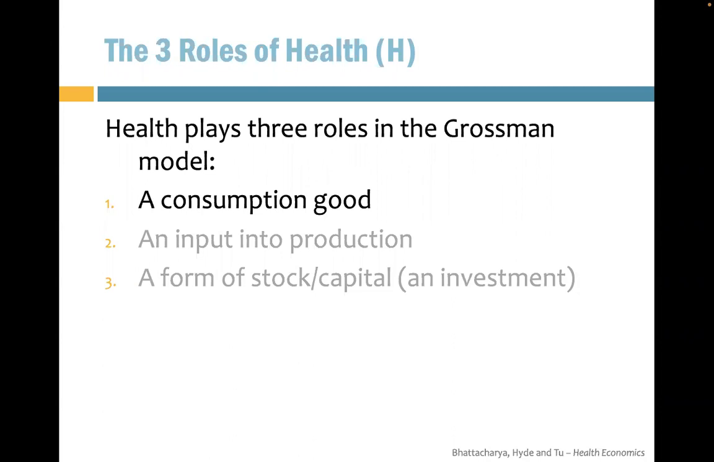Then how does a person value the money today and the money tomorrow? It's going to play a role in how he's going to make the decision of investing in health today. We'll talk about the second and third roles in the future, but today we'll focus on the first one, which is a consumption good.